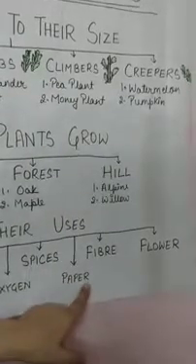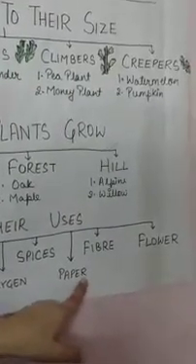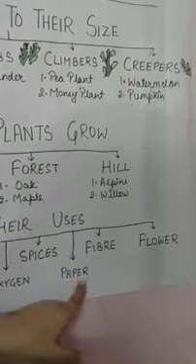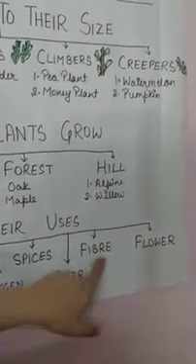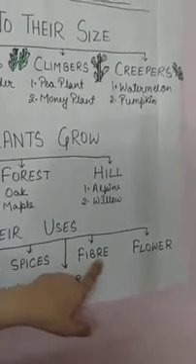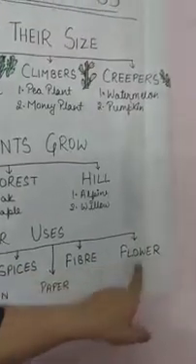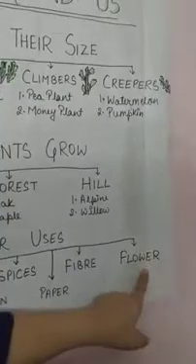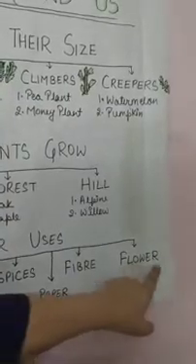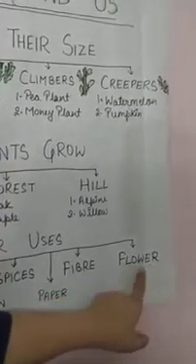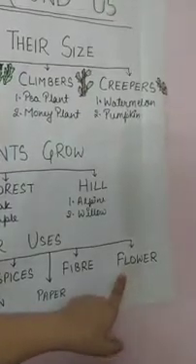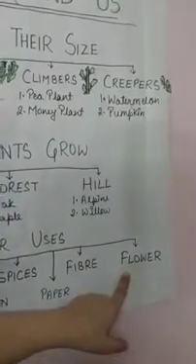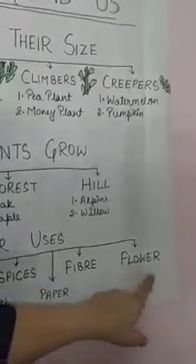Paper. The paper on which you write or the paper on which you read is made with the help of plants. Fiber. They give us fiber to make clothes. Flower. Flowers add beauty in our lives, and these flowers are provided by plants only. For example, rose, marigold, sunflower, lotus. There are so many more plants which give us so beautiful, colorful flowers.